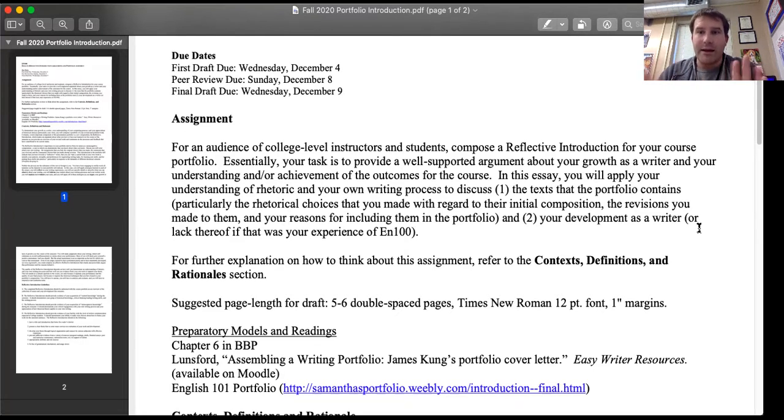For further explanation on how to think of this assignment, refer to the context, definitions, and rationale section. So, I'm going to calm you down for a second.